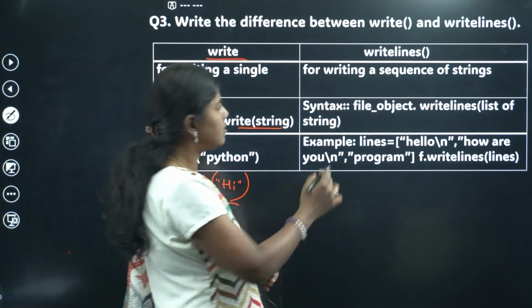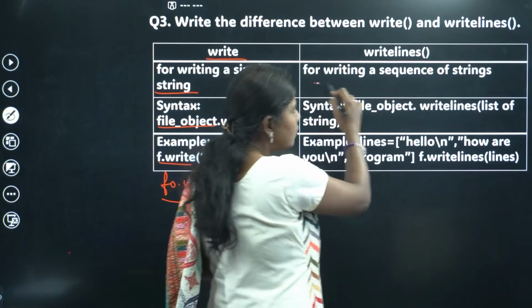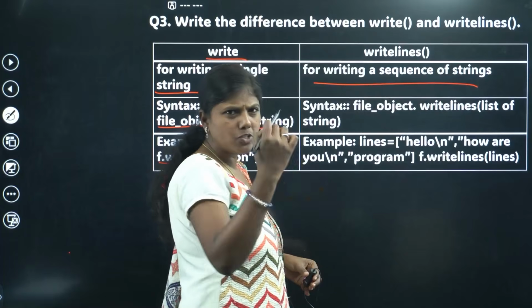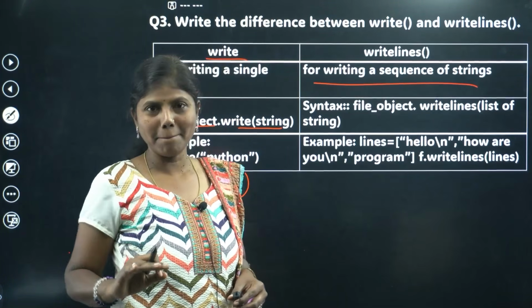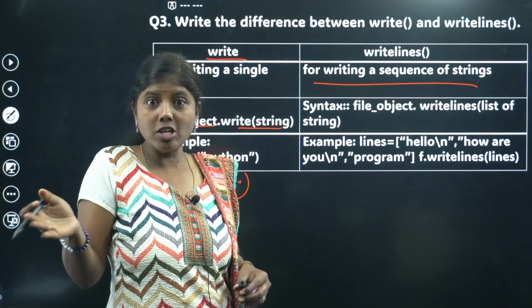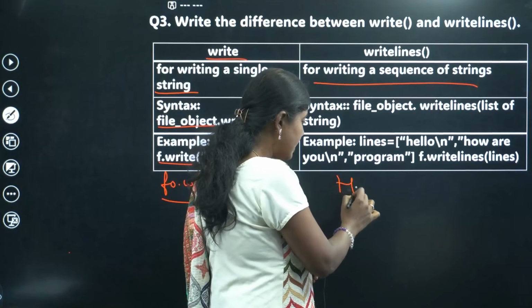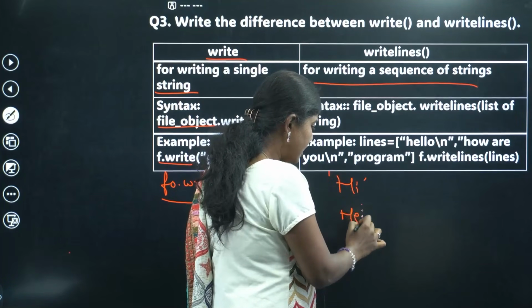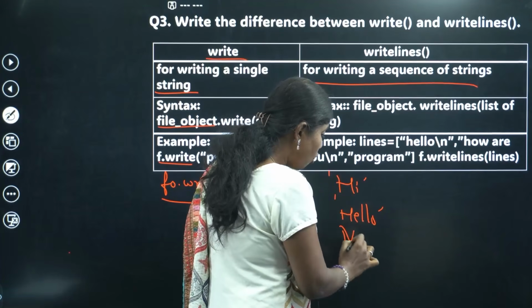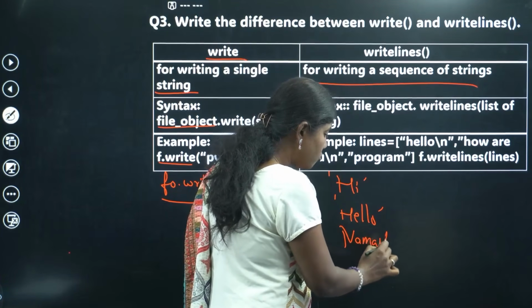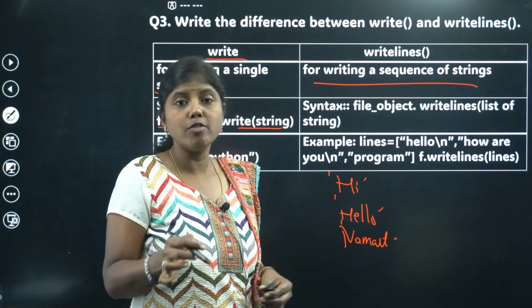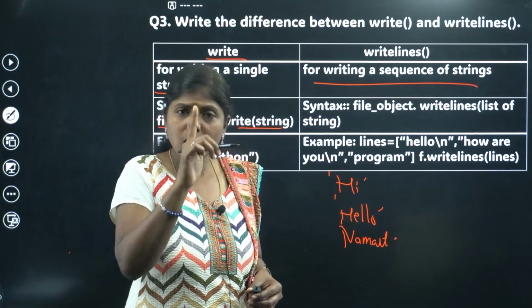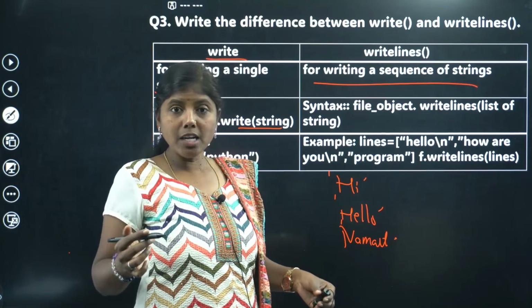So what about writelines? For writing multiple strings, a sequence of strings. Hi, hello, namaste. Multiple strings are there. Hi is there, hello is there, namaste is there. These are all different strings. I want to store multiple strings. That means write will not work, only one string it can take.